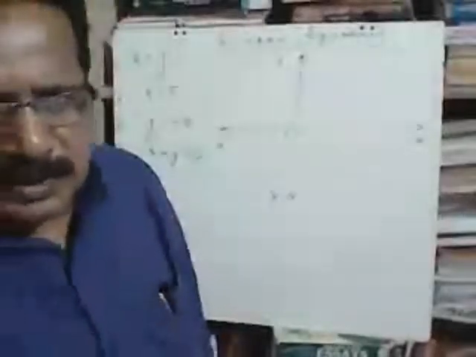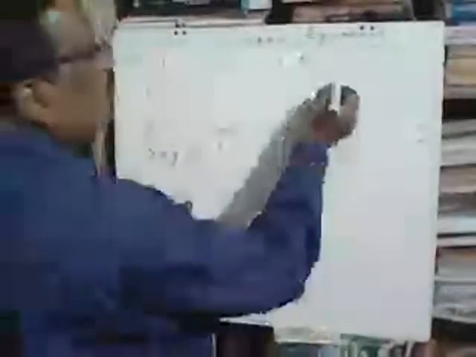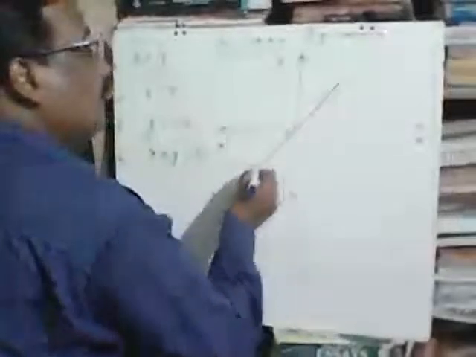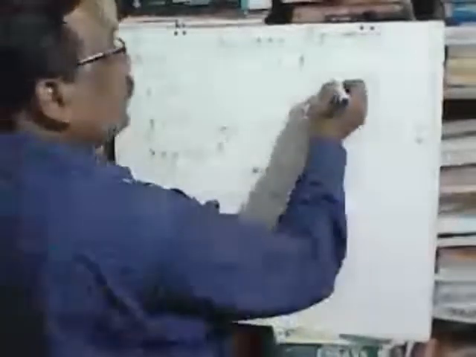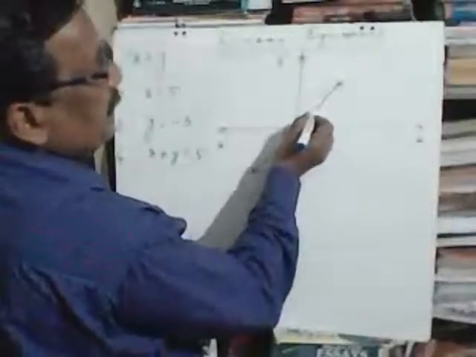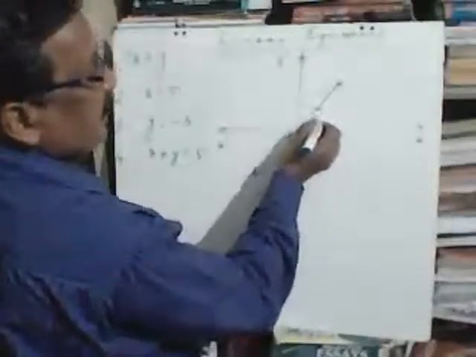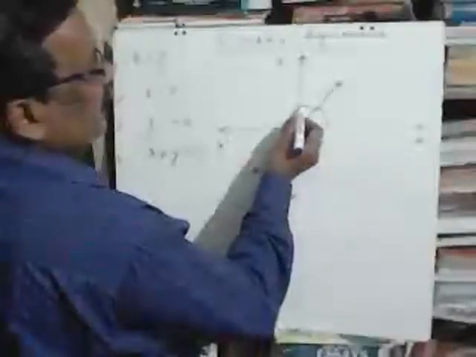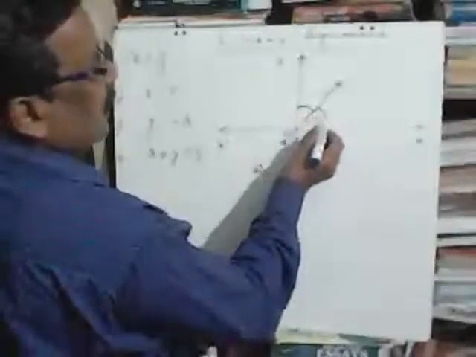First line, x equal to y. X equal to y is the line passing through the origin. This is a straight line passing through the origin, equally inclined to the coordinate axes. I mean, the angle between the line and the x-axis is the same as the angle between the line and the y-axis. These two angles are equal.